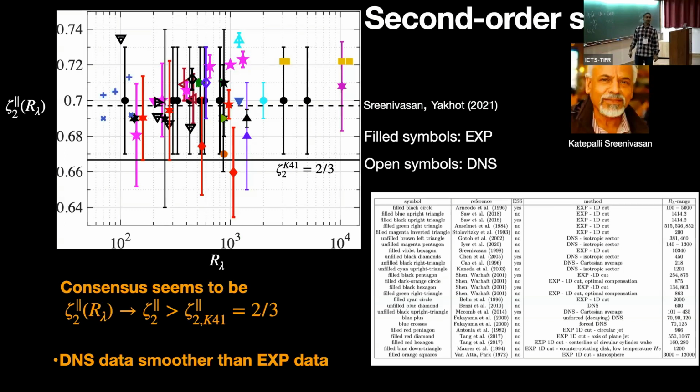So now I'm going to show you the same plot that Srini showed you in the morning. This is the second order scaling. What we have done is we have compiled all the second order exponents from the literature, and I'm now plotting the longitudinal exponent. This is the parallel velocity projection as a function of the separation distance, and I'm plotting it as a function of the Taylor scale Reynolds number, which is the square root of the integral scale Reynolds number. And what you see is most of the data here lies above the solid line.